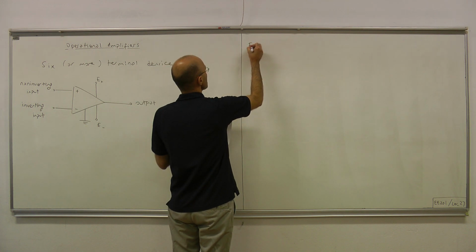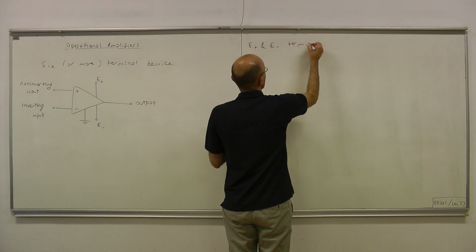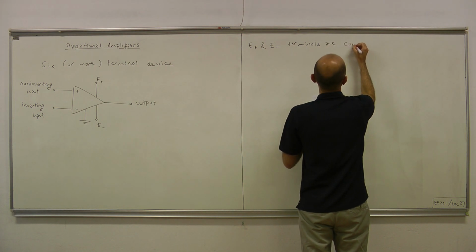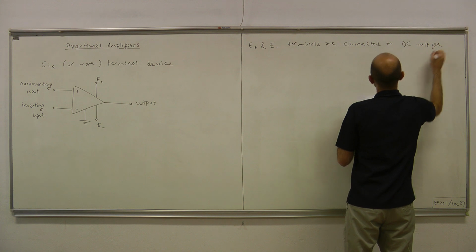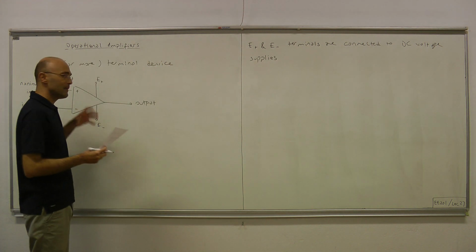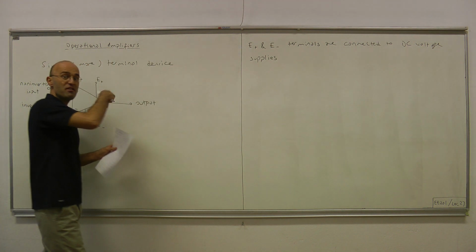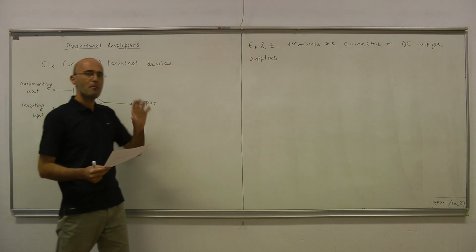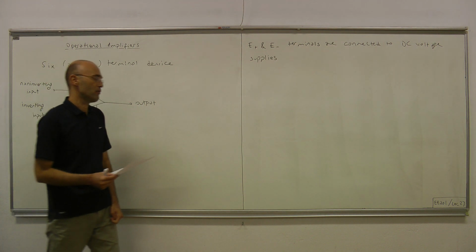Now, E plus and E minus are connected to DC voltage supplies. And because of that power input to the device, if we consider all those DC supplies within the device, it can be considered an active component. Therefore, it's able to supply power to the circuit that it's part of.